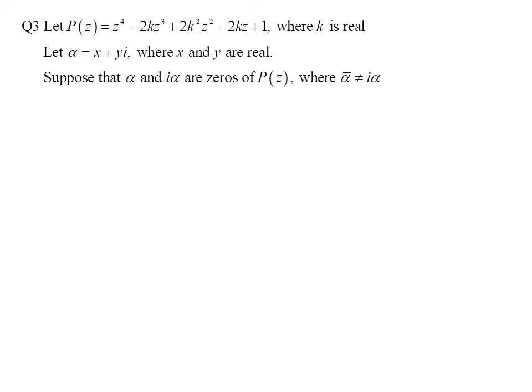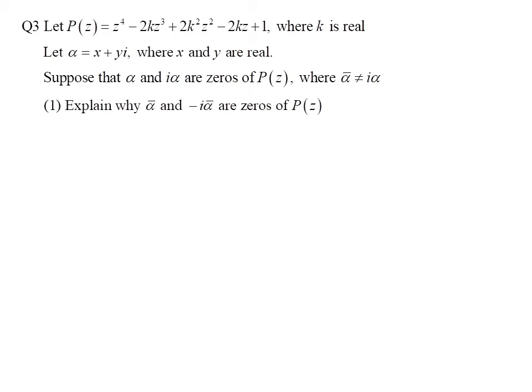Example 3 shows a quadratic polynomial p(z) with a real parameter k, assuming alpha equals x plus yi, where x and y are real numbers. If alpha and alpha i are zeros of the quadratic polynomial p(z), and the conjugate of alpha is not equal to alpha i, there are 6 questions in example 3.